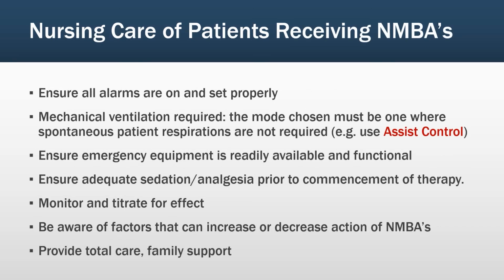When caring for the chemically paralyzed patient, there are some important points to remember. Because the patient is unable to breathe on their own and has no way to indicate distress, it is paramount that all relevant alarms be appropriately set, and mechanical ventilation must be in a controlled mode, such as assist control. Emergency equipment should be available prior to inducing paralysis. As previously discussed, adequate analgesic and sedation must be in place. It is important to carefully monitor the patient's response to the NMBA and titrate based on that assessment.